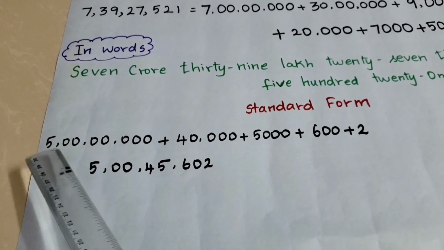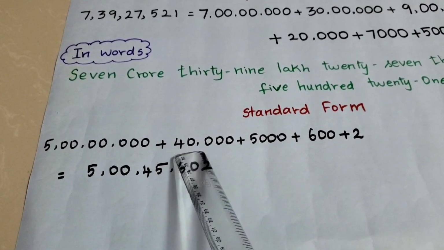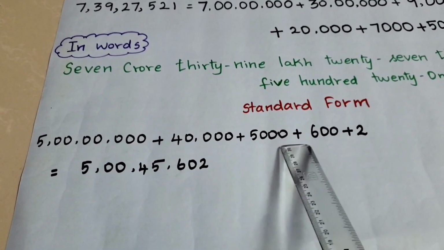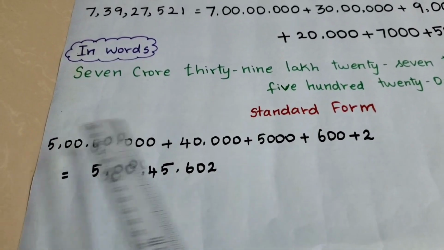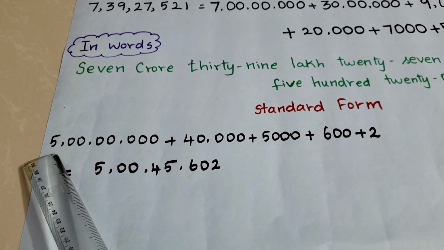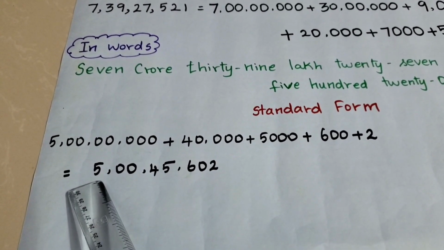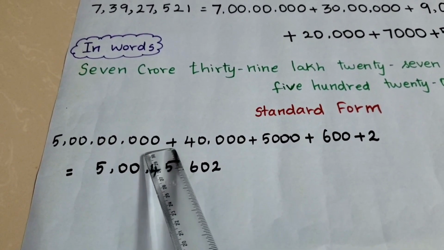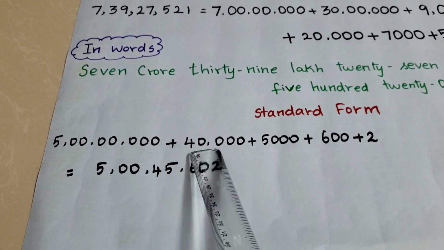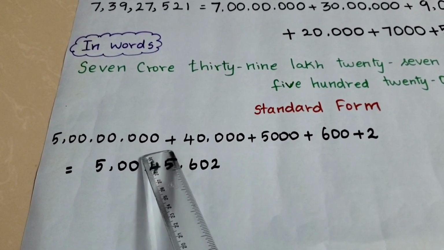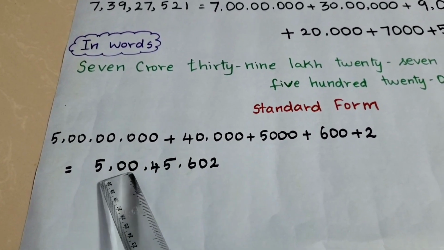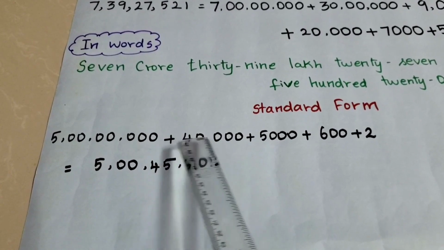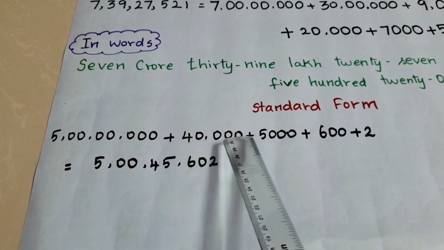Let's see how we can write expanded form into standard form. Here the number given is 5 crore plus 40,000 plus 5,000 plus 600 plus 2. Since it is 5 crore, I have written 5 in the crore place. After the crore place, there should be the lakh place. There is no lakh place. 40,000 is here, so since there is no lakh place, I have mentioned 2 zeros. 40,000, so 4 in the 10,000 place.